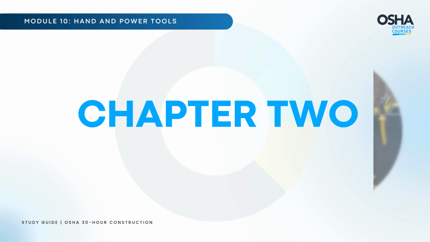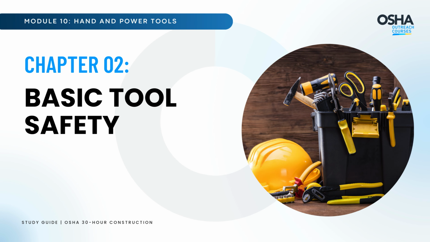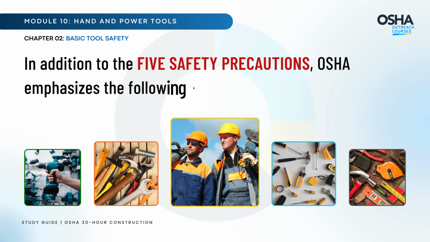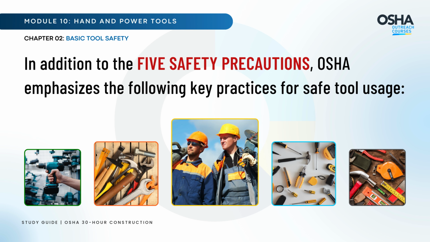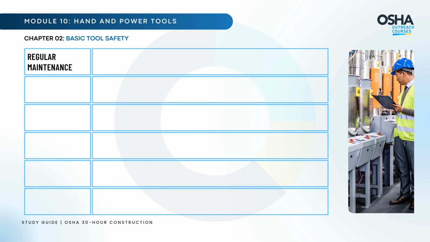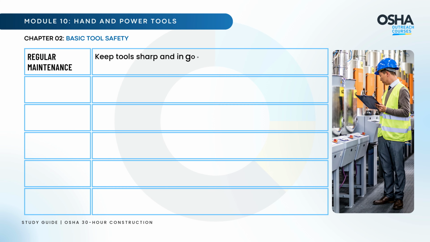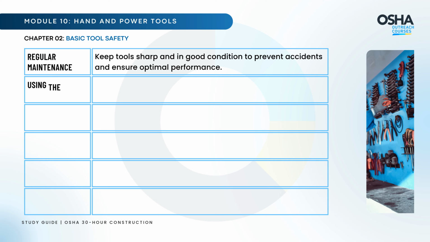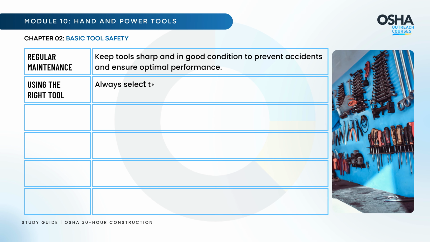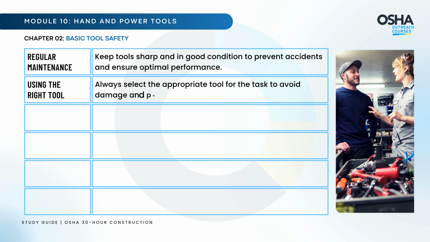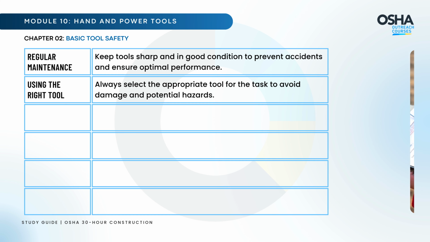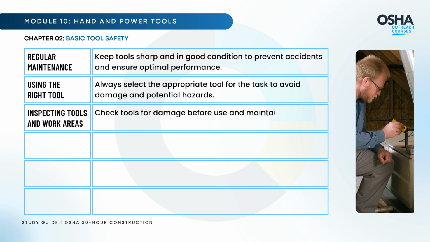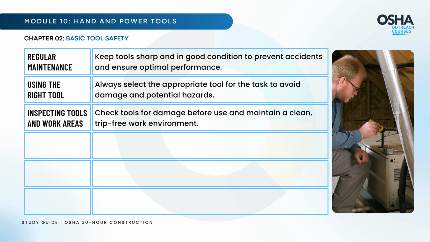Let's move to Chapter 2, Basic Tool Safety. In addition to the 5 safety precautions, OSHA emphasizes the following key practices for safe tool usage. Regular maintenance. Keep tools sharp and in good condition to prevent accidents and ensure optimal performance. Using the right tool. Always select the appropriate tool for the task to avoid damage and potential hazards. Inspecting tools and work areas. Check tools for damage before use and maintain a clean, trip-free work environment.